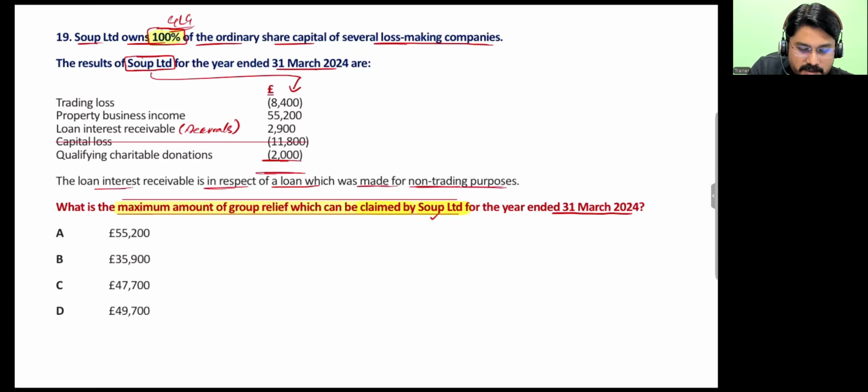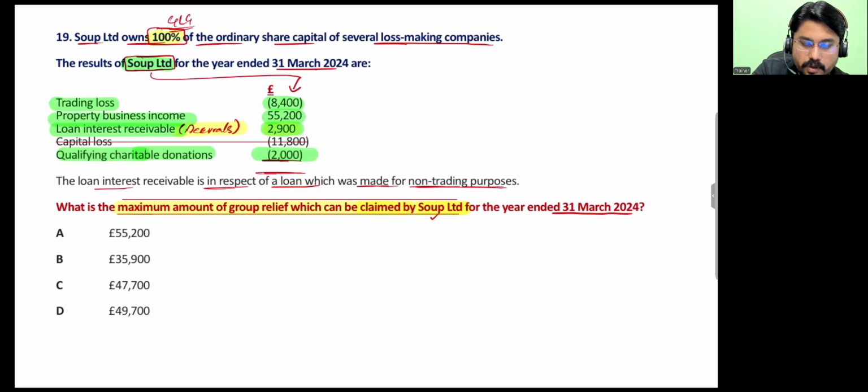So for a company, interest is always treated on accrual basis. So this 2900 is the actual amount. This amount is considered as income for the company. So if you are S company and you have trading loss, you have property income, you have loan income, interest income, and you have QCD.